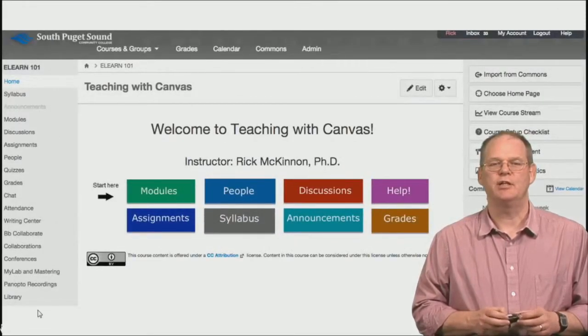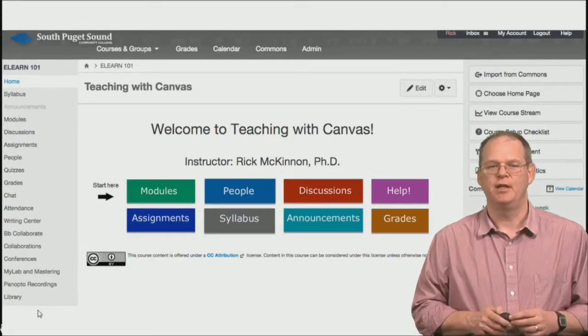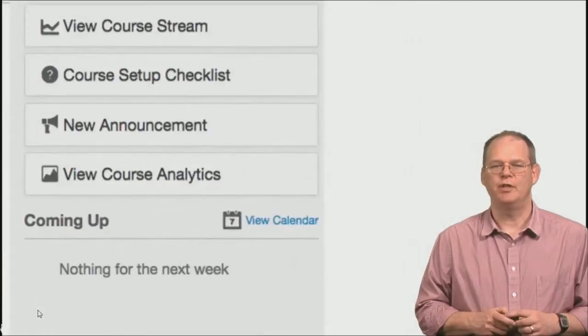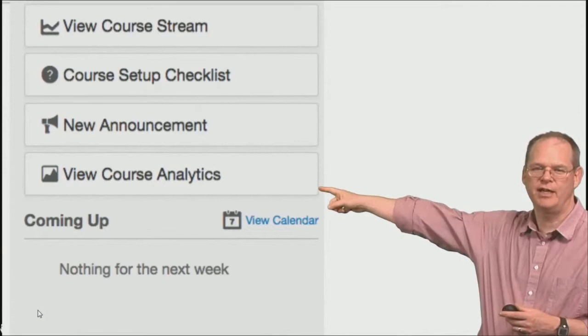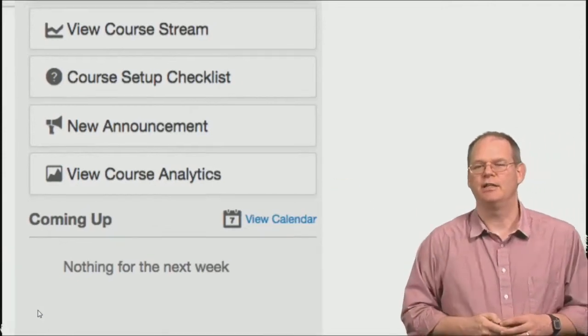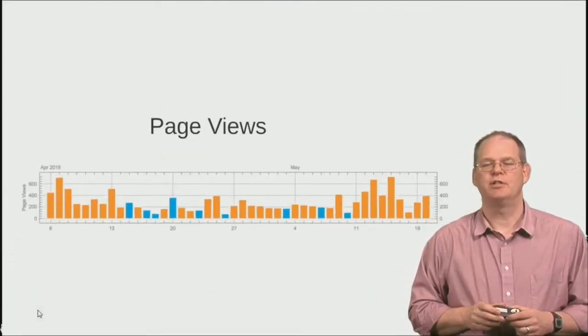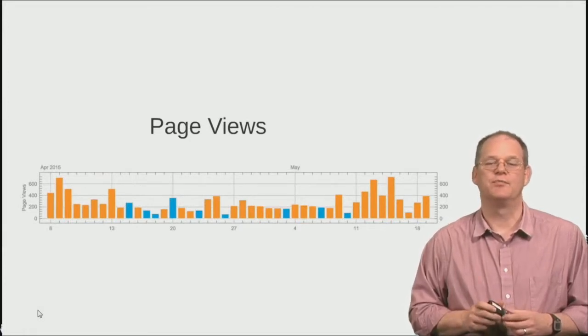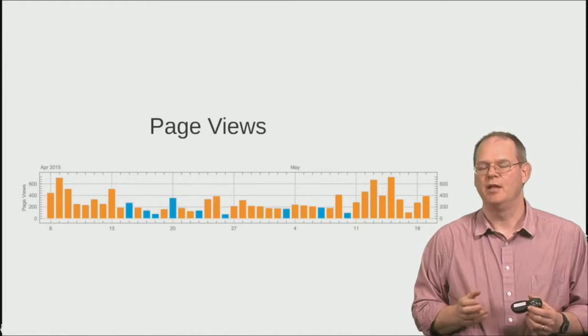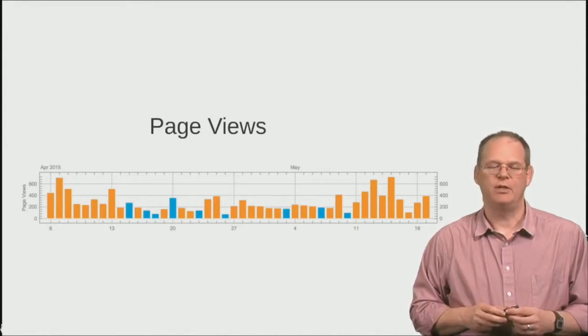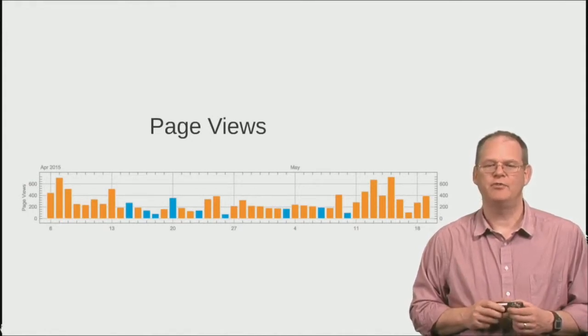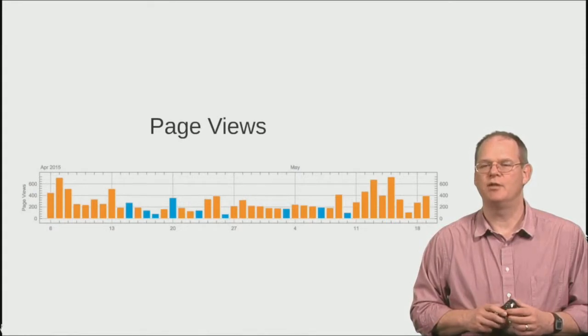So this is the beginning point, your Canvas class, the front page. And we're going to just go to this button right here, Course Analytics. So we're going to go right in there. Now you see a bunch of different information, and the first thing that you come to are page views. What is this showing? This is an online class, and what you see here are the number of times that particular pages have been viewed in your course.